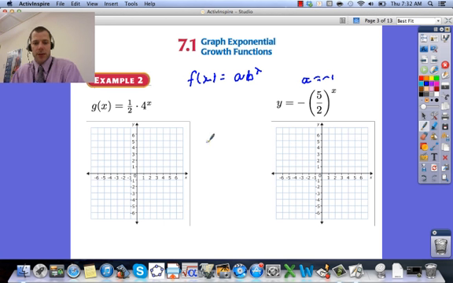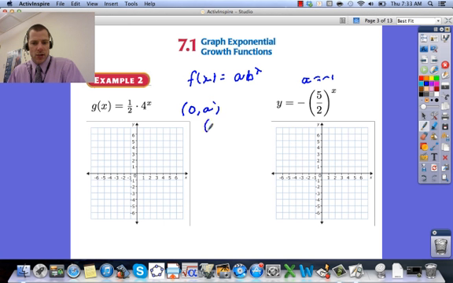So how does that affect our graph? Well, when a is negative, we're actually going to flip the graph over the x-axis. Just like with quadratics or any polynomial, we change the output values. Now when a is 1, we can actually plot 0 comma a. If we plug in 0 for x, that just makes this whole thing 1.